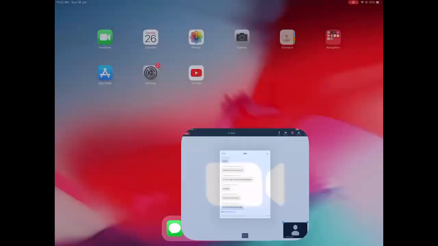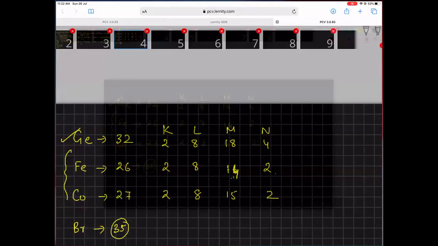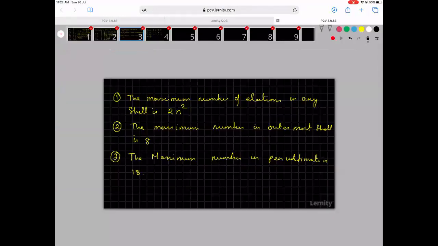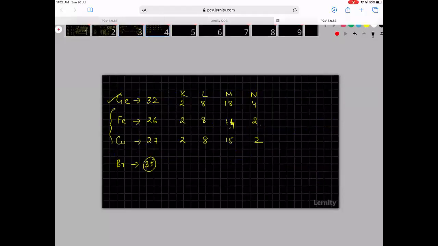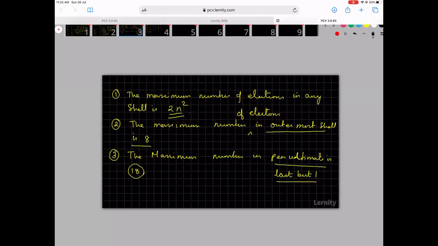Okay, let me explain. First, make a note of this. The maximum number of electrons in any shell is given by 2n squared. The maximum number of electrons in the outermost shell is 8. The maximum number of electrons in the penultimate shell, that is the last but one, is 18. First make a note of this.